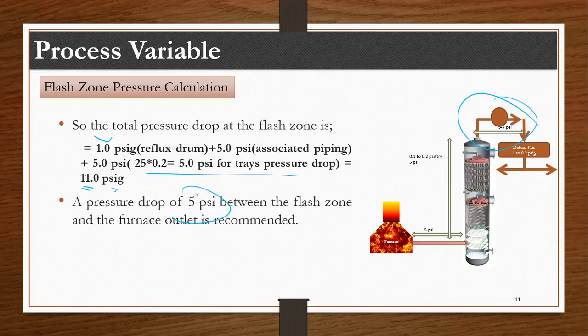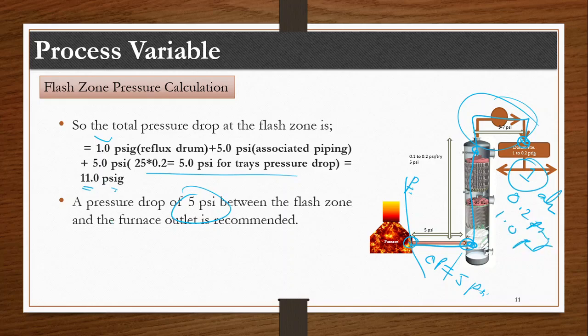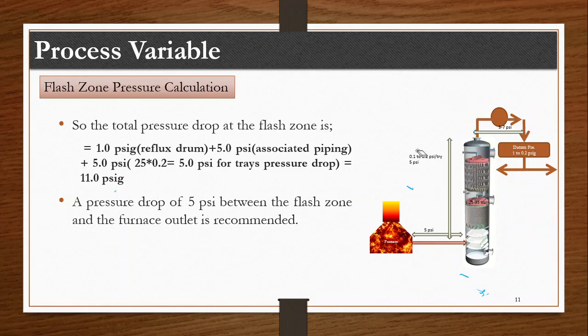A pressure drop of 5 psi between the flash zone and furnace outlet. Between these two, we can assume a pressure drop of 5 psi. So we can say that this is the highest pressure here. Then there is a pressure drop, then again a pressure drop, and when you reach the reflux drum, that will be approximately 1 atmospheric, or 0.2 psig to 1.0 psig. In this way, we can find out the pressure drop. The method that I have described here is a way to find out the pressure that is possible in the flash zone.